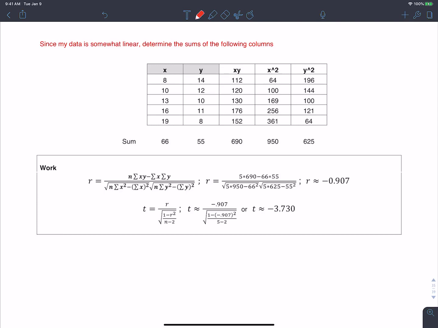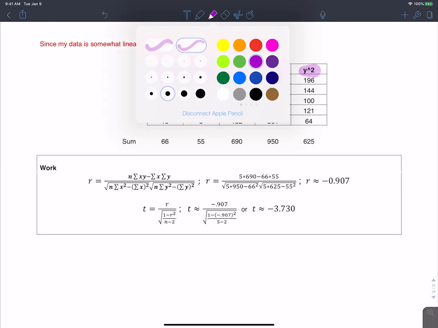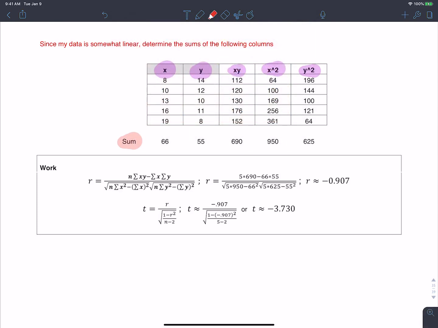What happens here is, like we mentioned, we need the xy column, the x squared column, and the y squared column, right? We already have the x column, we already have the y column. So what you'll end up doing now for each one of these is determining the sum. Is that right? So that's why I have a sum here. And so you have here 66. Remember, that's the sum of the what? Of the x values. What's 55? Sum of the y's. Good.